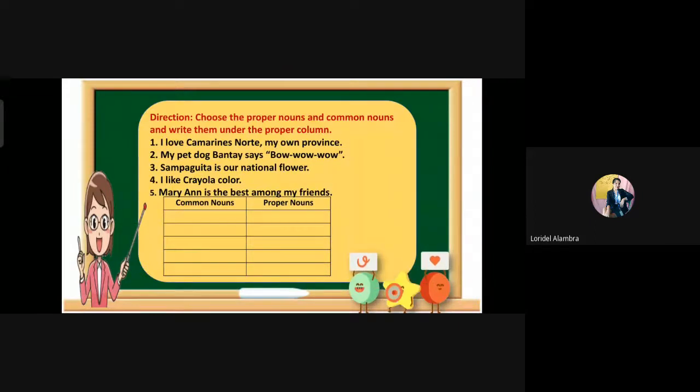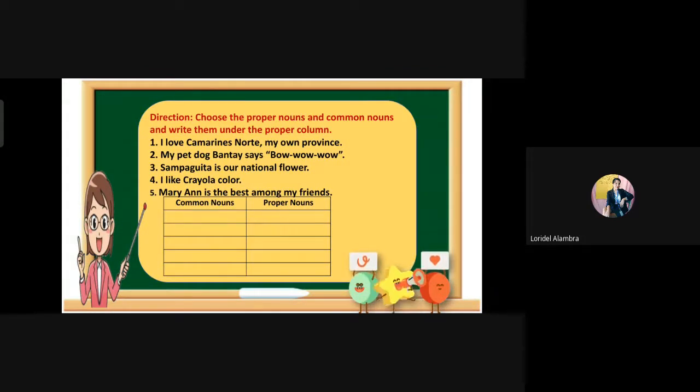In the first sentence, I love Camarines Norte, my own province. What are the common noun and the proper noun? What is the common noun first? Very good. Province. And the proper noun is Camarines Norte. Second, my pet dog Bantay says bow wow wow. What is the common noun in that sentence? Very good. The dog. And the proper noun? Bantay. Okay, very good.